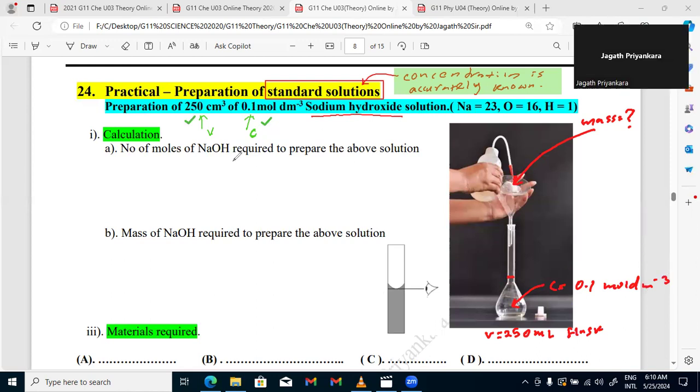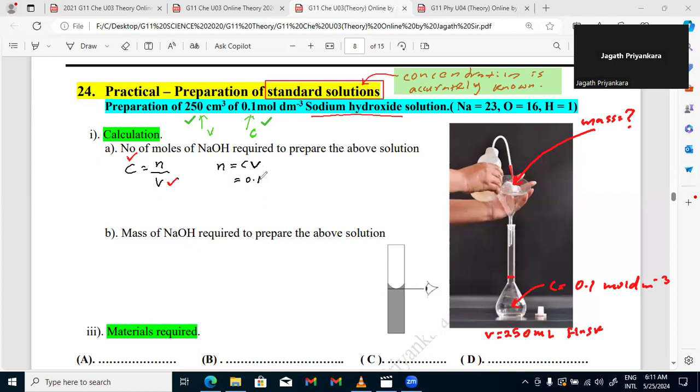Now, to prepare the solution, students, first we have to do a calculation and find the mass of NaOH required. First, you have to use this equation, C equals n over V. Look at the screen. Concentration is known, C is known. The number of moles we don't know, but volume and concentration are known. Therefore, n equals CV.